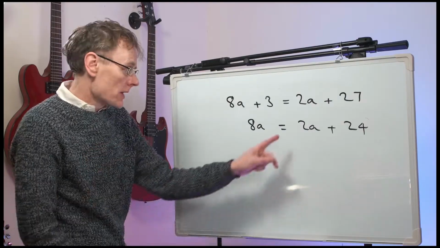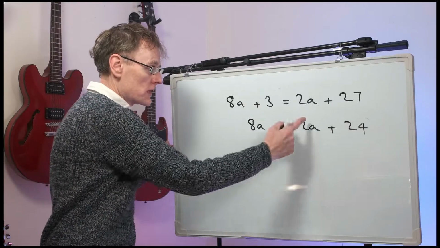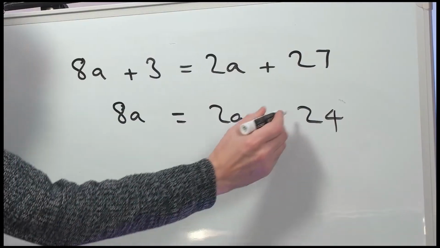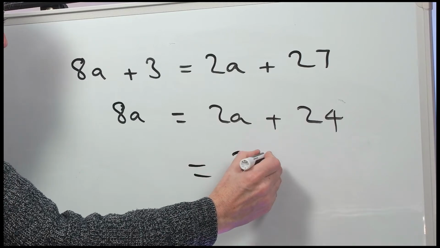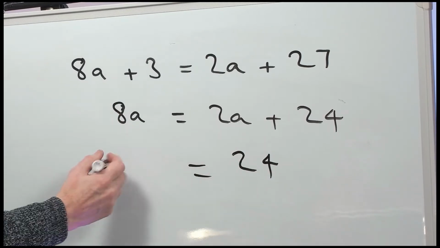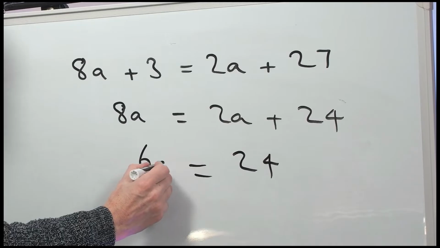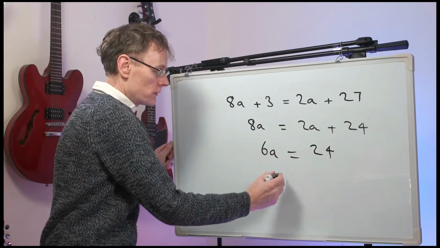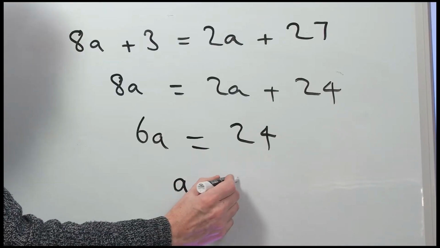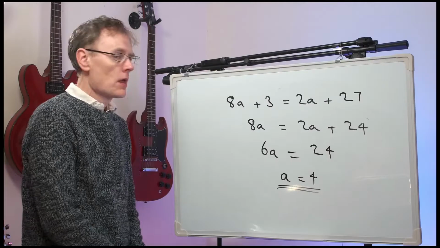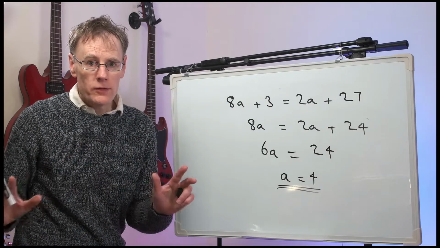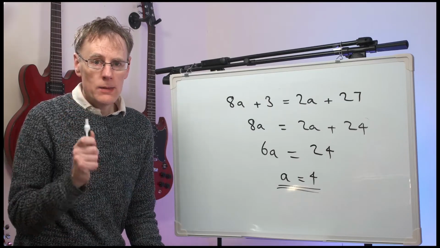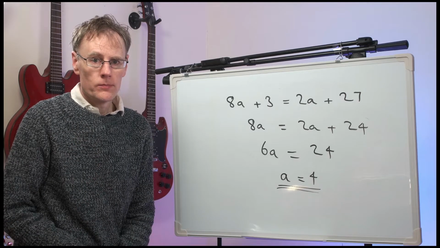Now, I don't like that 2a there, so I'm going to take him away. Take away 2a from that side, I'm left with 24. So I take away 2a from this side. 6a is 24, so a equals 4. Remember, you can do whatever you like as long as you do the same thing to both sides.